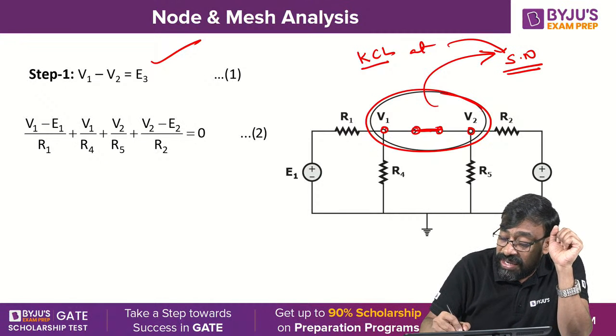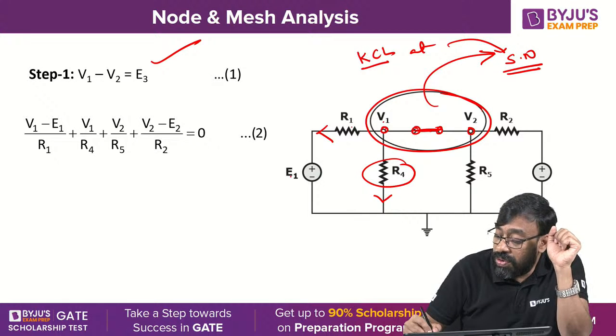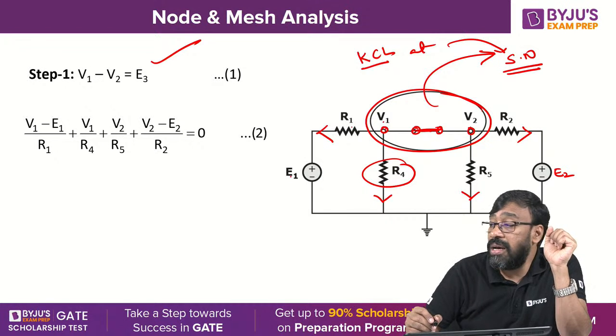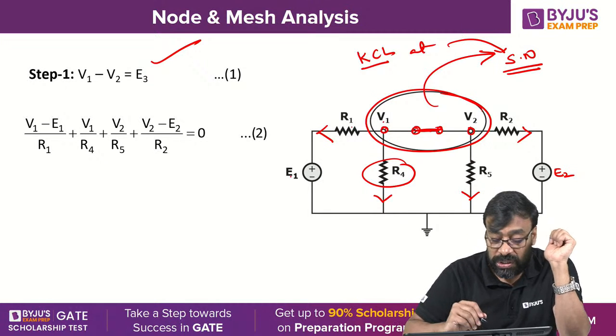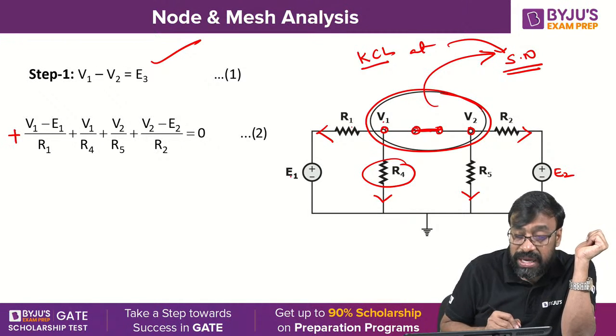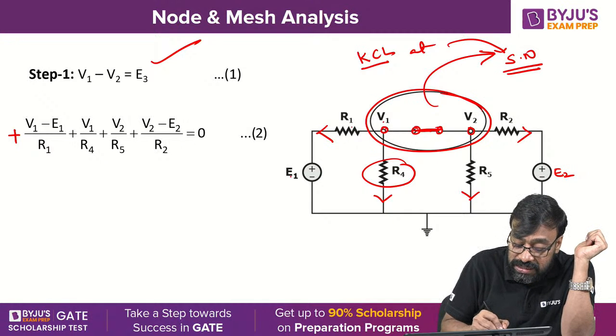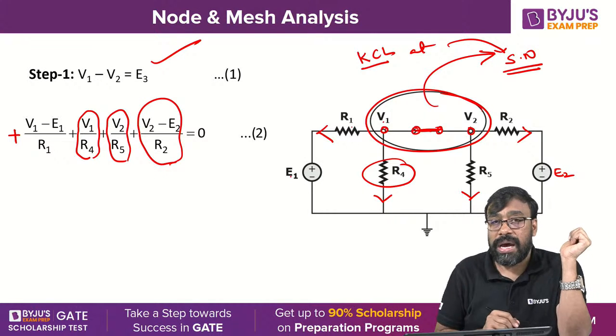What was the branch current here earlier? V1 minus E1 by R1. What was the branch current here? V1 by R4. What was the branch current here? V2 by R5. What was the branch current here? Suppose it is E2, then V2 minus E2 by R2. So that's what we did here. All currents are leaving. Therefore, plus V1 minus E1 by R1 plus V1 by R4 plus V2 by R5 plus V2 minus E2 by R2 is equal to 0.